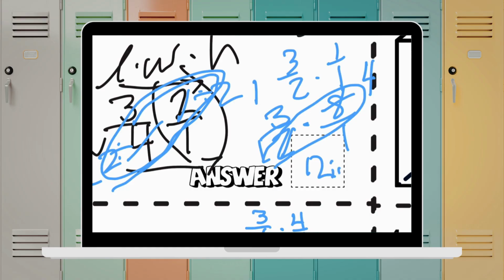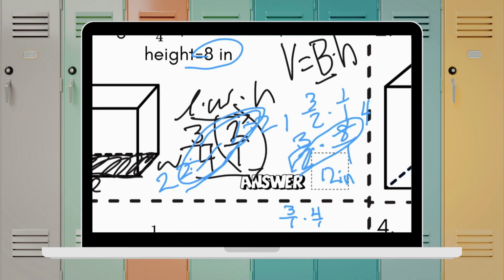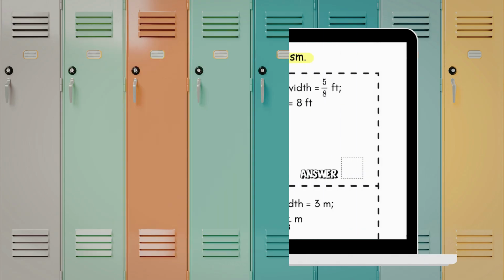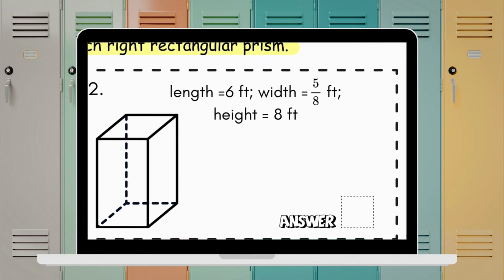And our units are inches. We're talking about inches, and this is a three-dimensional shape: length, width, and height. And so that's why it's inches cubed. So you want to make sure you include your units of measurement. Since we're talking about volume, it's inches cubed. So the answer to number 1 is 12 inches cubed. Let's go ahead and look at number 2.